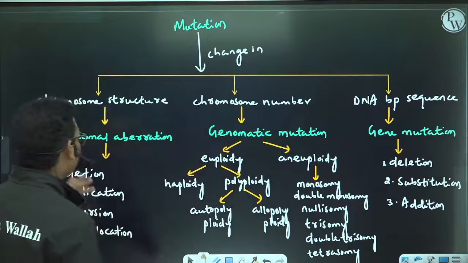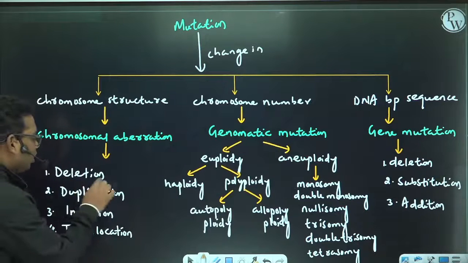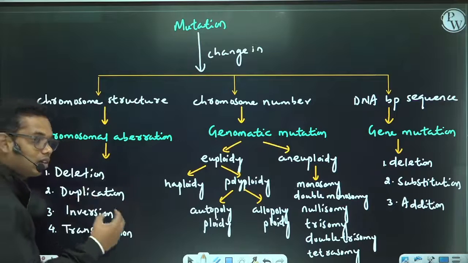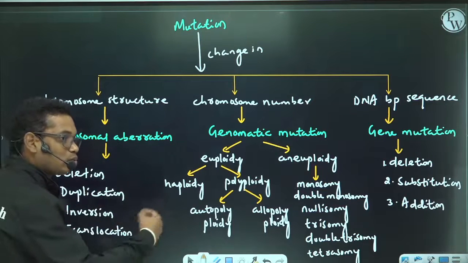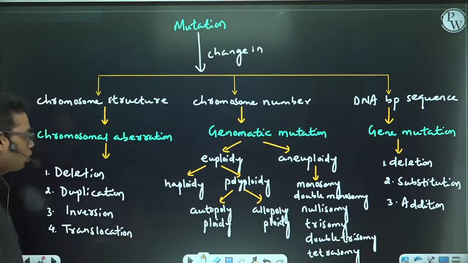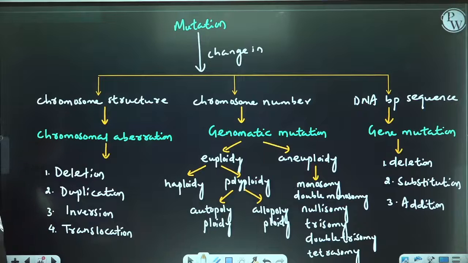In case of chromosomal aberration, a segment of chromosome can be deleted, or can be duplicated, or can be inverted, or can be transferred from one chromosome to another, which is called translocation. So these are the different examples of types of chromosomal aberration.